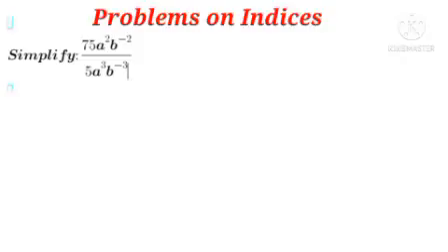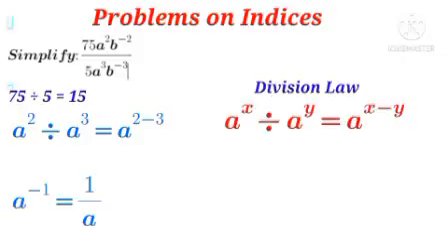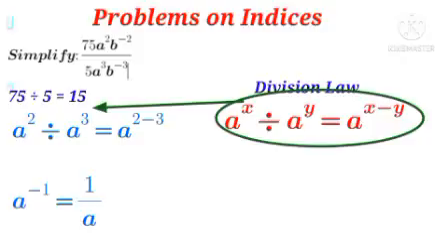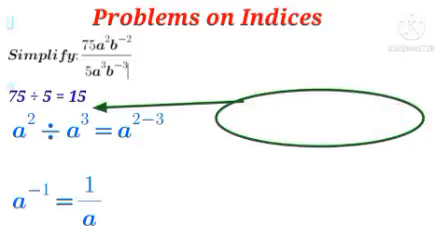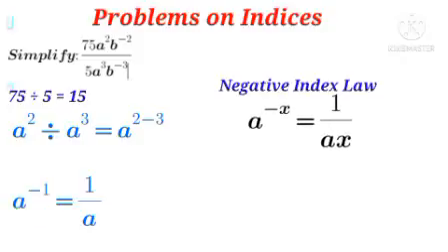Now, dealing with the number, 5 divided by 5 is equal to 1. Now we'll move to dealing with letter a. You have a squared divided by a raised to the power of 3. Using the division law, which is given as this, we have a raised to the power 2 divided by a raised to the power 3, which now becomes a raised to the power 2 minus 3. And 2 minus 3 is equal to minus 1. So therefore, a raised to the power minus 1. But we cannot leave our answer like this. Why? Because we can still use the negative index law to write that as 1 over a.